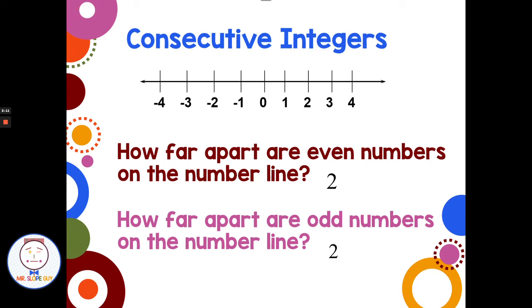Shouldn't odd numbers be an odd number apart? Well, no, that's not really how the number line works. If I start with an even number, if I start with 2 and add 2 to it, I get to the next even number. Or if I start with 1 and add 2 to it, I get to the next odd number. So even numbers and odd numbers actually have the same relationship on the number line. They're both 2 apart.